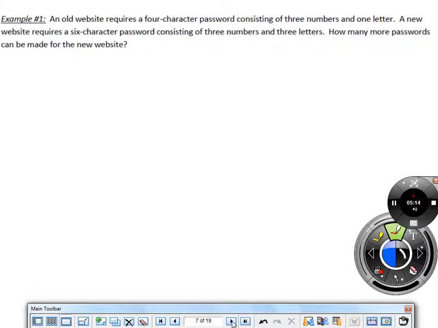So this comes to how to count things that have to be arranged. An old website requires a 4-character password consisting of 3 numbers and 1 letter. Okay? So we're going to have this old website, 4-character password, 3 numbers and 1 letter. A new website requires a 6-character password consisting of 3 numbers and 3 letters. How many more passwords can be made for the new website?